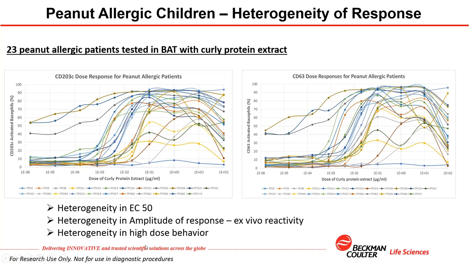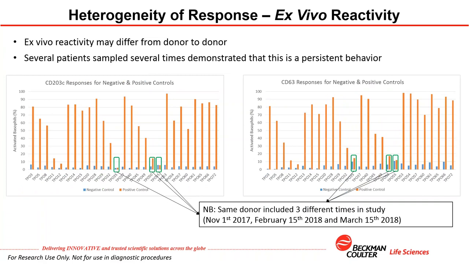And finally, you can see also a strong heterogeneity in the behavior at high dose of allergen. You can see some dose responses that basically saturate and remain at the top, and some others that present the typical bell-shaped profile that we expect from this kind of experiment. What is important is to look at each patient's initial referential. The reason for that is that basophil activation testing and the reactivity of the basophils is highly dependent on the patient. And what is interesting to see is that this kind of amplitude is really donor specific.